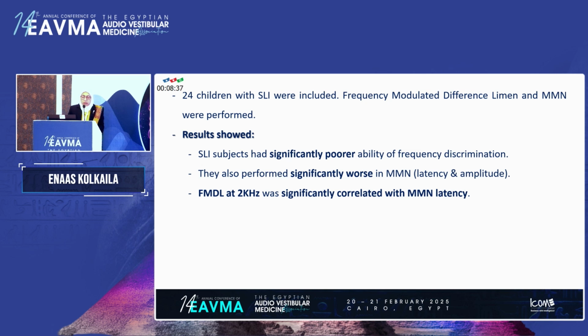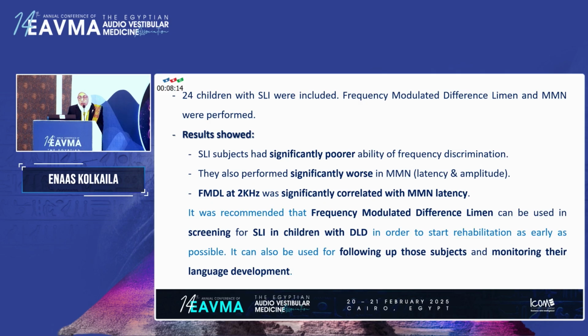Results showed that the SLI subjects had significantly poorer ability of frequency discrimination, and they also performed significantly worse in mismatch negativity regarding both latency and amplitude. Interestingly, the frequency modulated difference limen at 2 kHz was significantly correlated with mismatch negativity latency. Accordingly, it was recommended that frequency modulated difference limen can be used in screening for SLI in children with delayed language development, and also for follow-up of those children and monitoring their language development.